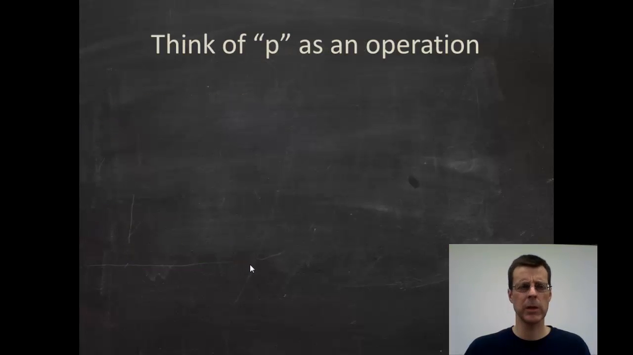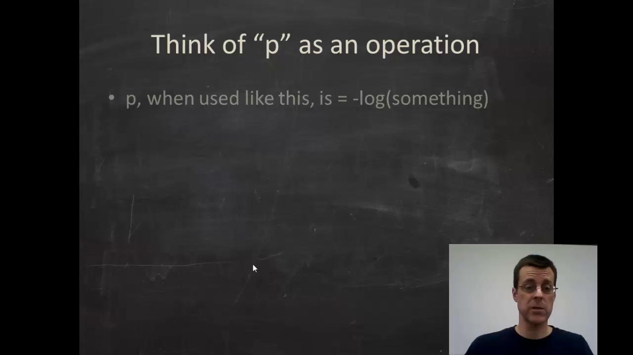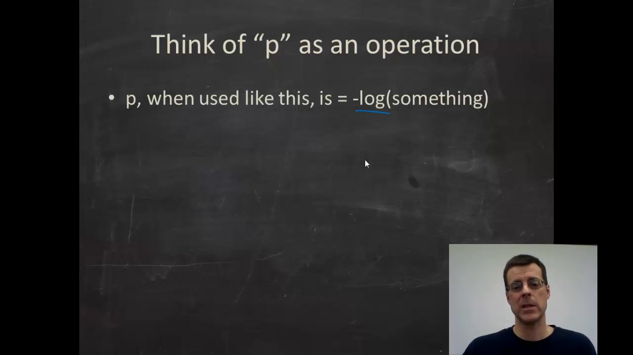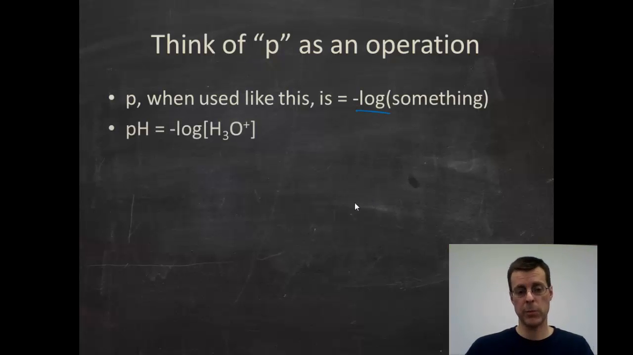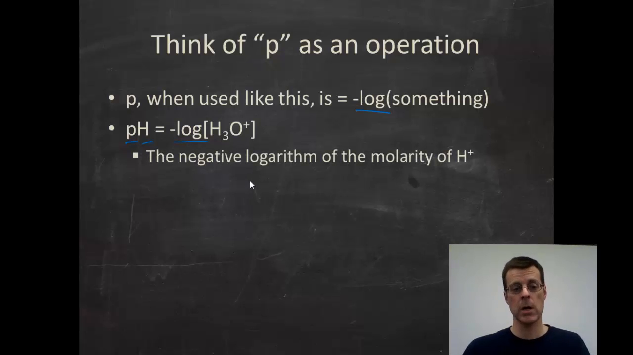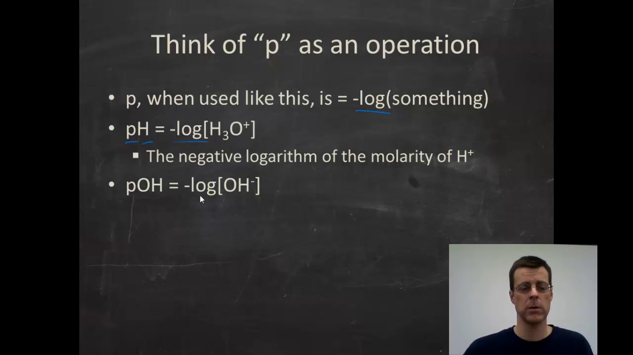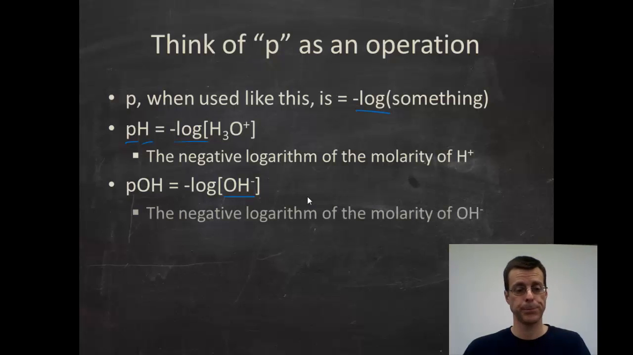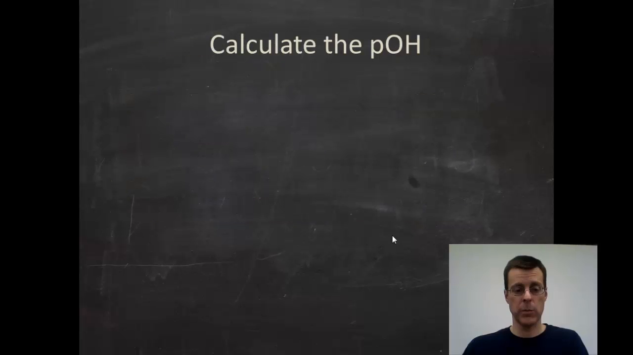So what does p mean? It's going to be for us treated as an operation. So it means negative log of something. So if I'm doing the pH, p means negative log of H, really, the concentration of H. So it's the negative logarithm of the molarity, concentration of hydrogen. pH is about H. It's the negative log of H. So then pOH is the negative log of the OH. That's it. That's all there is to it. And we can put it in words, but same thing. It means all the same stuff.